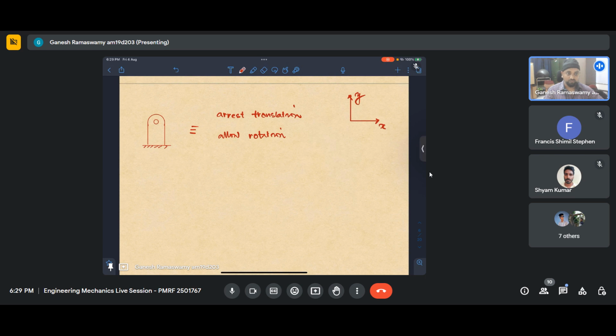Only thing is we cannot move it. In a sense, translation is arrested, rotation is not arrested. So this will give me two unknowns, two reactions rather, I should say. This will give me two reactions, namely Fx. Or rather, if I name this as A, we can follow one convention. So we can call the x direction reaction as AX and AY.